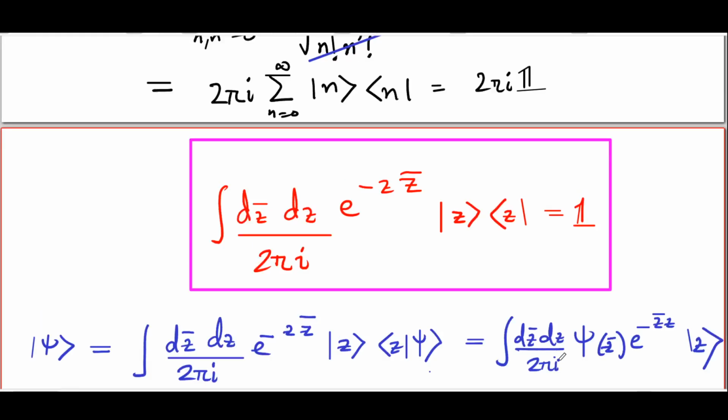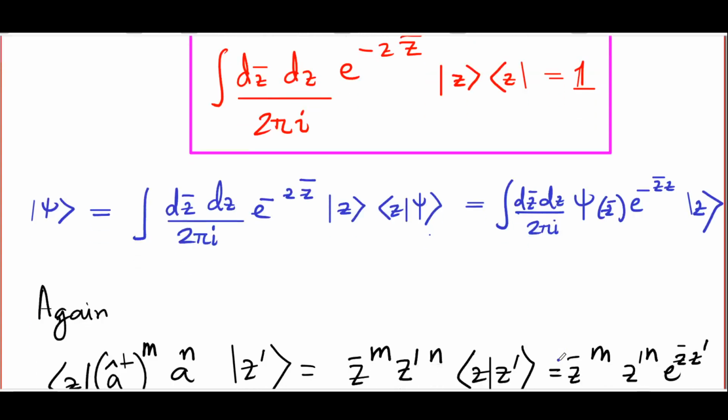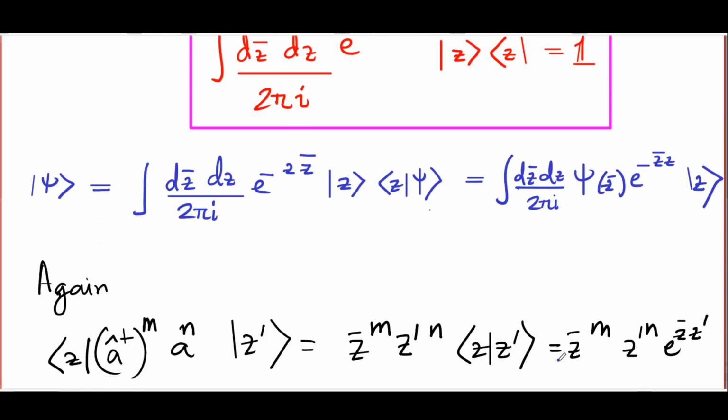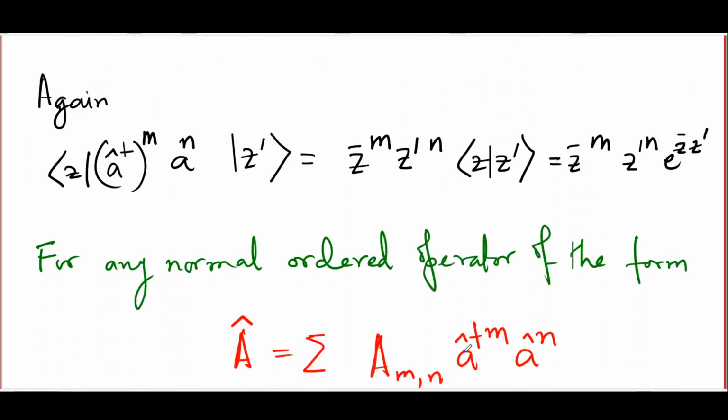To see this, let's start with the simplest possible kind of normal ordered operator, a product a dagger raised to the power m times a raised to the power n. If you sandwich this between two coherent states z and z prime, a dagger to the m acting on z will bring out a factor of z bar to the m, and a to the n acting on z prime will simply give you z prime to the n. And then of course you are going to be left with the overlap. So the result is z bar to the m, z prime to the n times e to the power z bar z prime, which is of course nothing but the overlap between z and z prime.